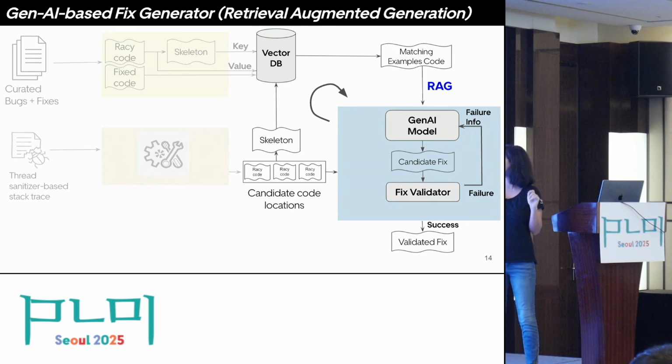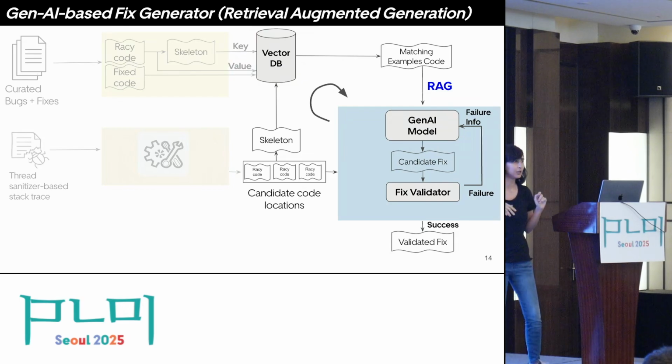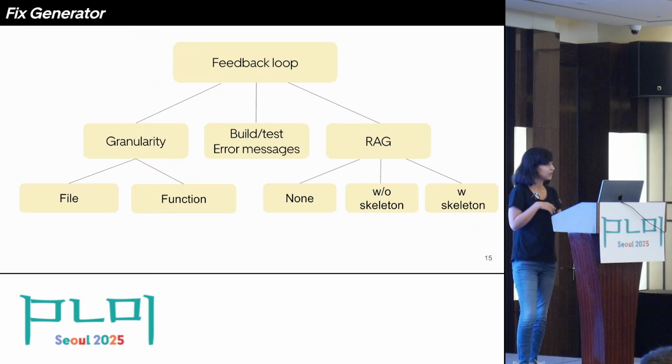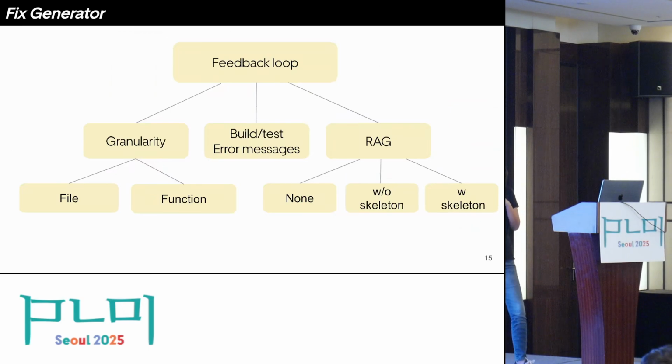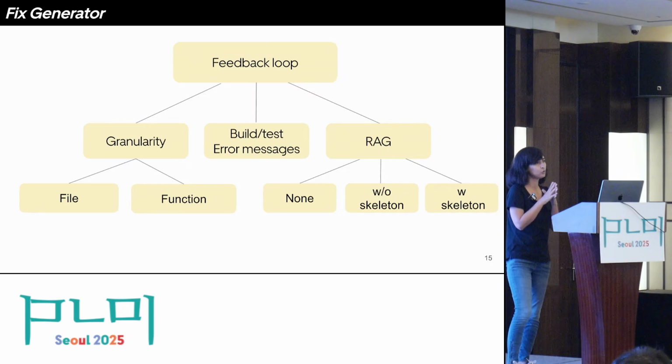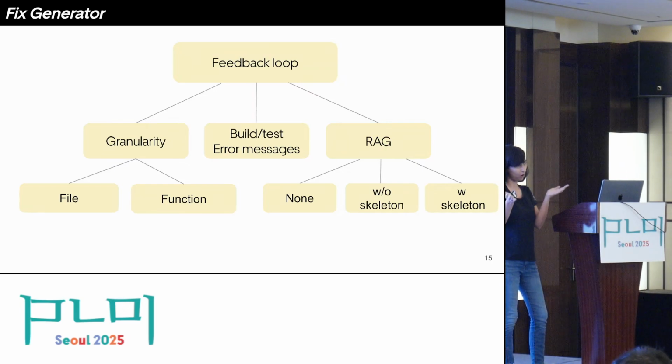But let's take a look at what these different attempts are that we make with the LLM. So we have this feedback loop where, first of all, we look into different granularities of the code as a coding context. So basically, it operates at the function level and file level. We have all of these build and test error messages that we collect and feed back to the LLM. And also in terms of RAG, we use no RAG at all, RAG without the concurrency skeleton, and also RAG with the concurrency skeleton that we have generated.